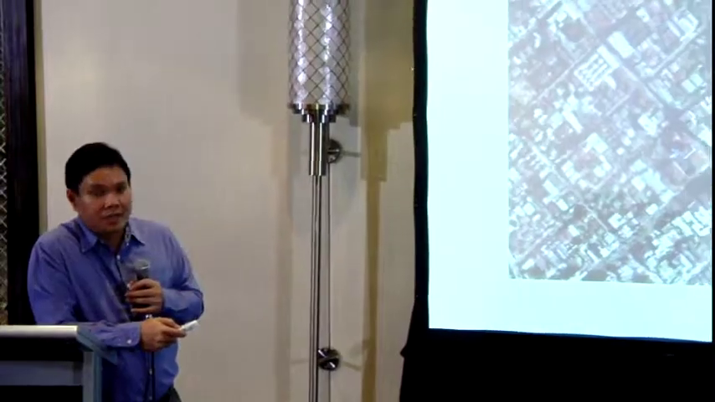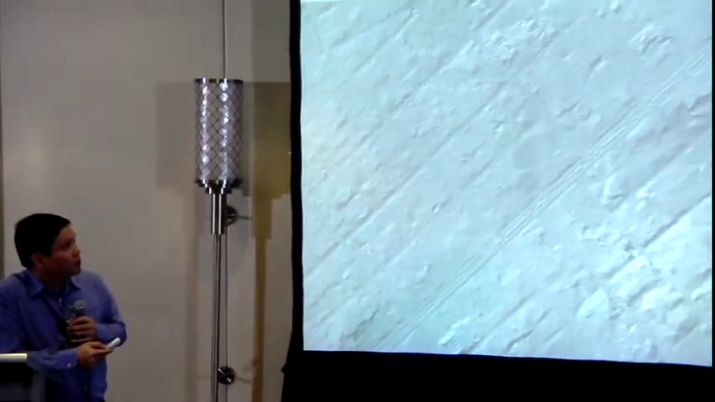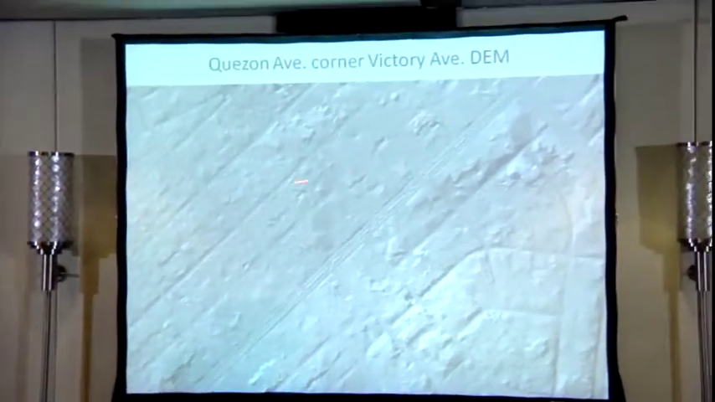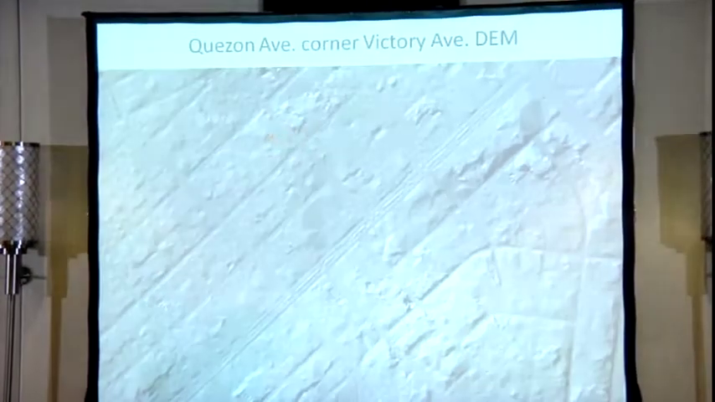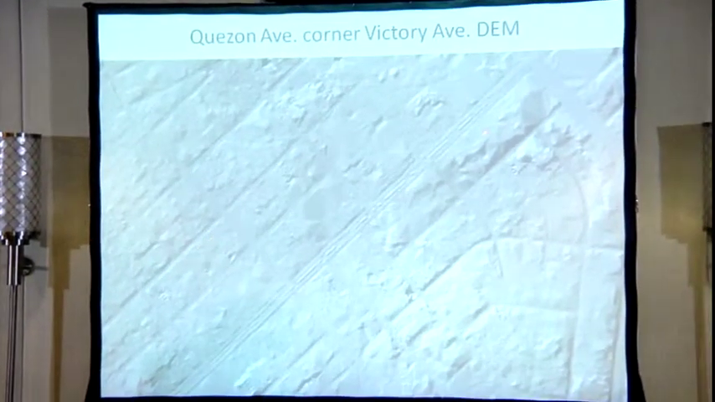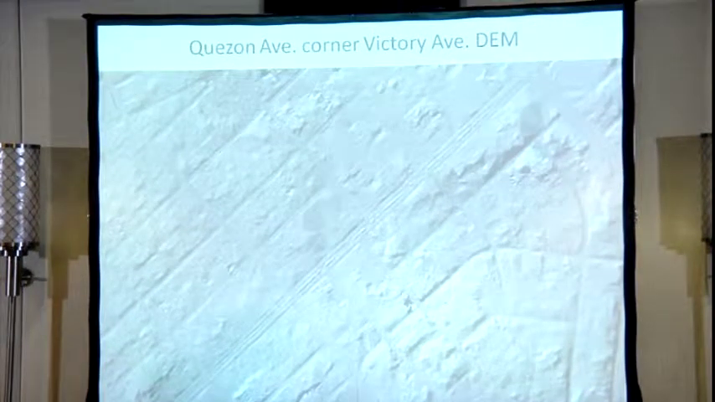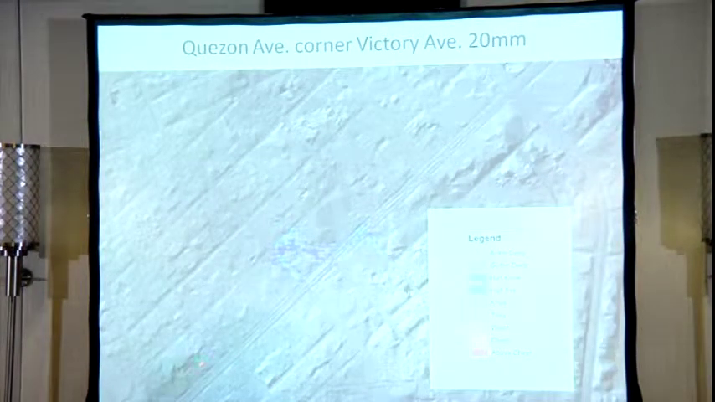So we tried to make some simulations of different amounts of rainfall: 20 millimeters, 30 millimeters per hour, 40 millimeters per hour of rainfall, 50. For example, in Quezon Avenue, corner Victoria Avenue, this is a digital elevation model, a representation of the landscape. You see the roads, and this is light detection and ranging. It's very high in resolution. Next slide please. So that's Victory Avenue, Quezon Avenue. This is somewhere... Santo Domingo. Yes, that's right.